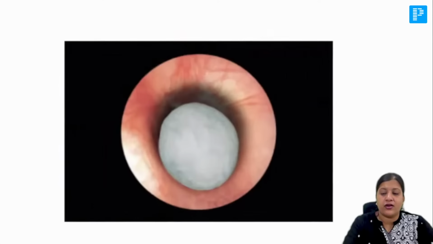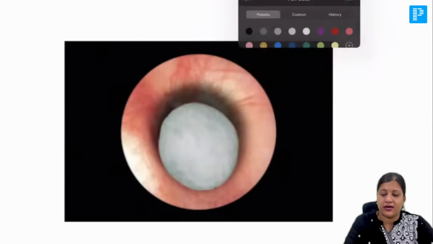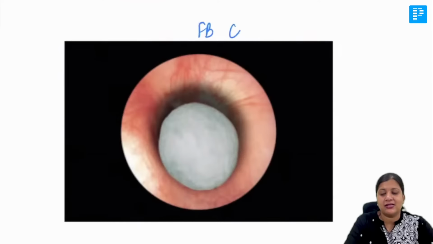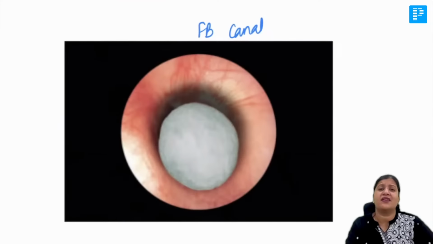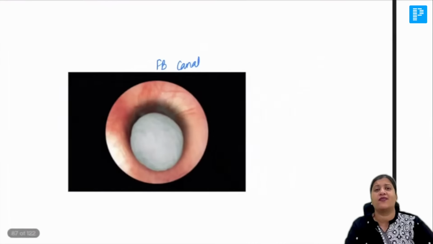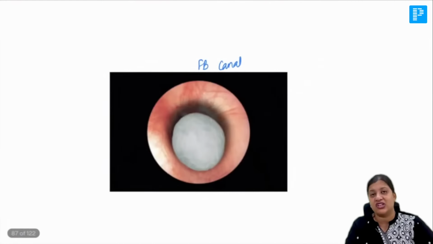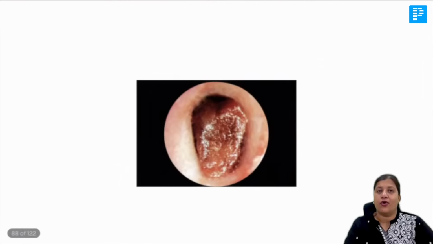There is a foreign body in the external auditory canal. If they give you something like this, it is the foreign body in the canal, which is usually seen in children, presents to you with a foul smelling ear discharge, and you have to remove the foreign body. There are various ways of removing the foreign body with the help of forceps, with the help of syringing, with the help of suction, depending upon the type of the foreign body.